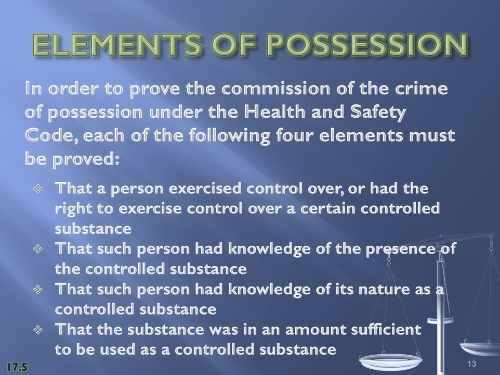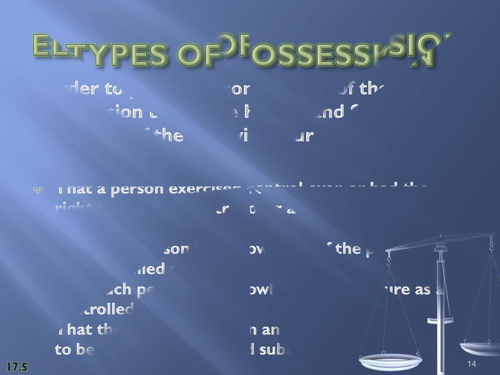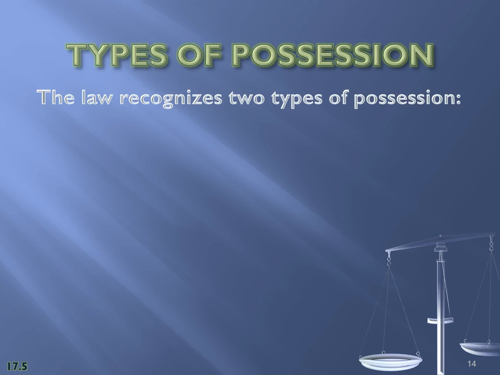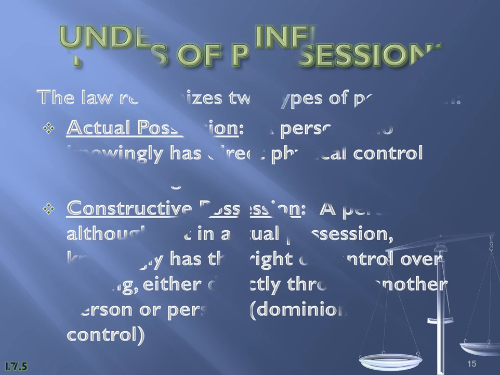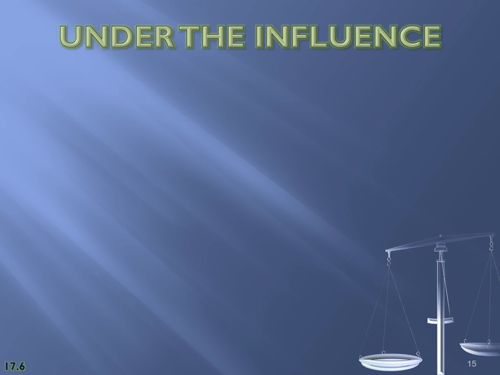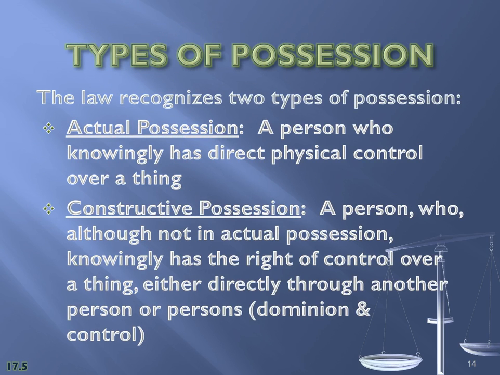So, we talked about not being able to legally possess without a written prescription, etc. Here are the element portions of possession as it relates to the Health and Safety Code. And the law recognizes 2 different types of possession. And let me go back because I'm getting ahead of myself here. So the law recognizes, again, in California, 2 types of possession.